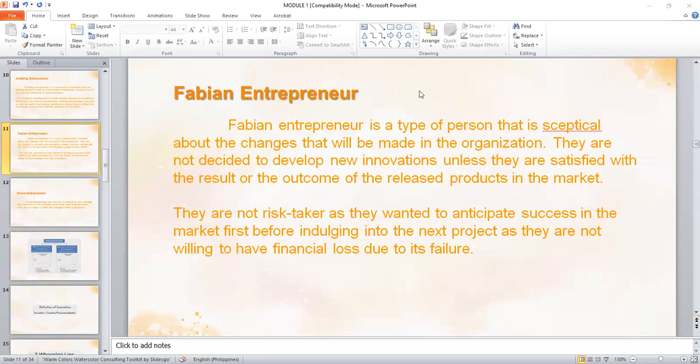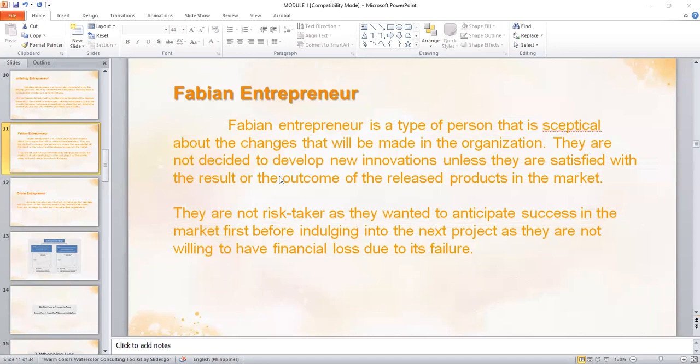Fabian entrepreneur is a type of person that is skeptical about the changes that will be made in the organization. They are not decided to develop new innovations unless they are satisfied with the result or the outcome of the released products in the market. They are not risk takers as they want to anticipate success in the market first before indulging into the next project as they are not willing to have financial loss due to its failure.